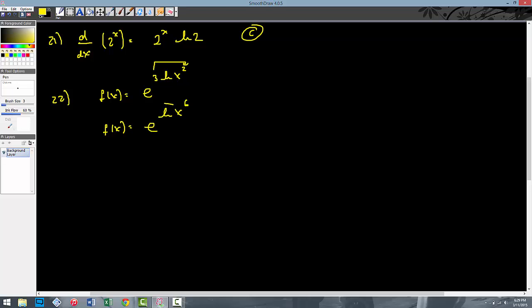Now, notice how e and natural log have the exact same base. That means goodbye to you guys, which means you're really just dealing with f of x being x to the 6th, which is really 6x to the 5th, which is E.